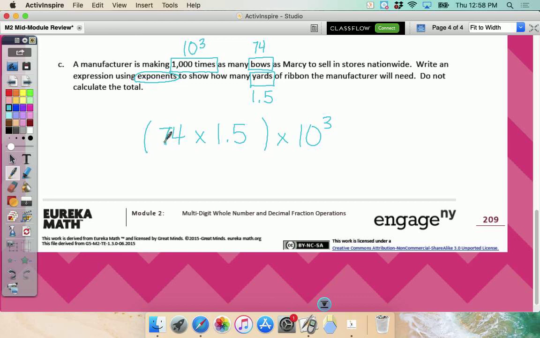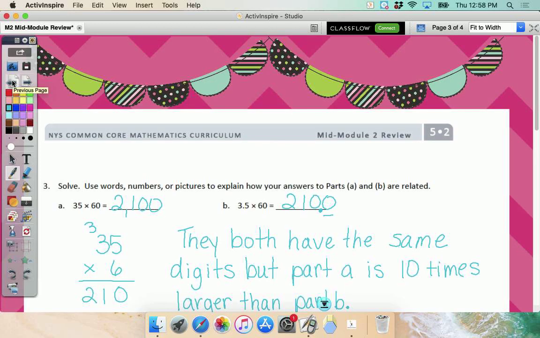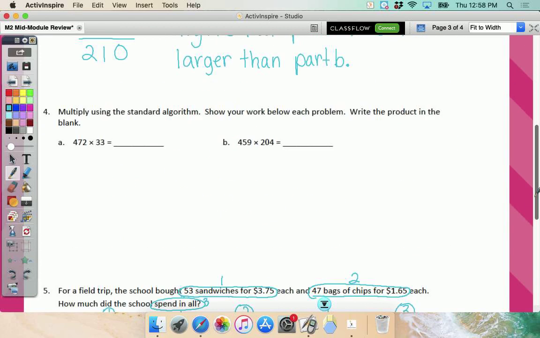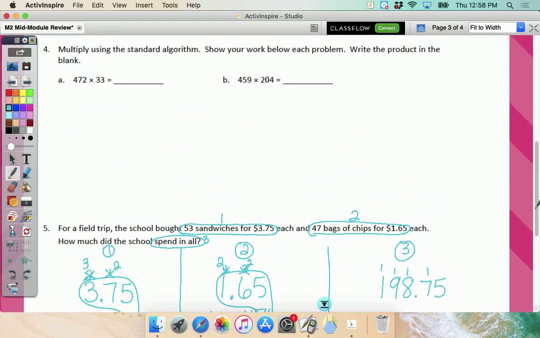Okay? Now, we've got about 10 minutes, 9 minutes. Let's finish the one we skipped. So, multiply using the standard algorithm. Do we actually do it? Yes, go ahead and do it now. You'll have enough time. I'll beat you.